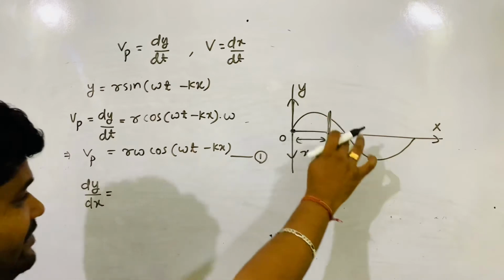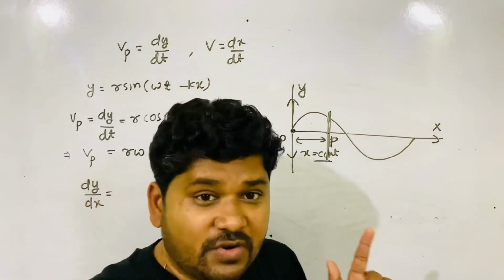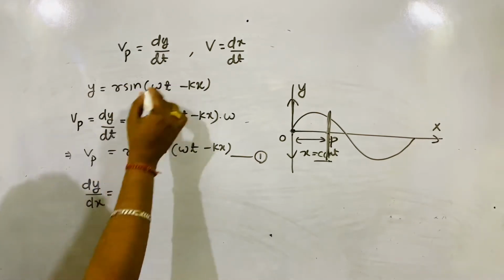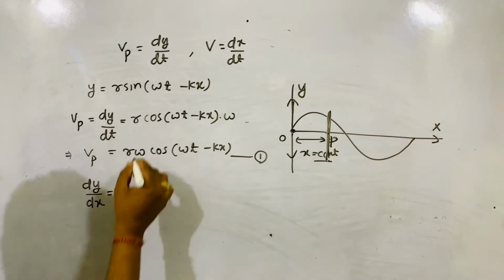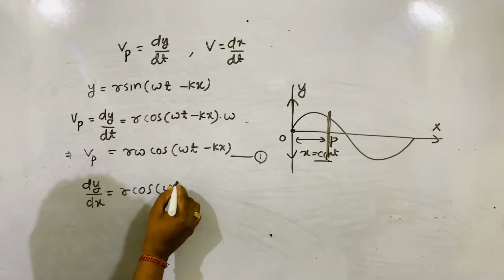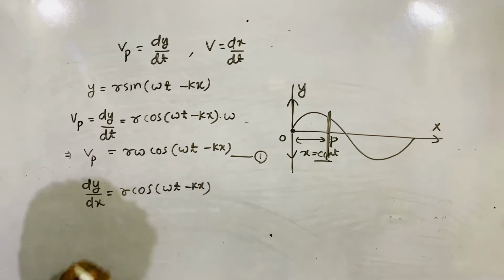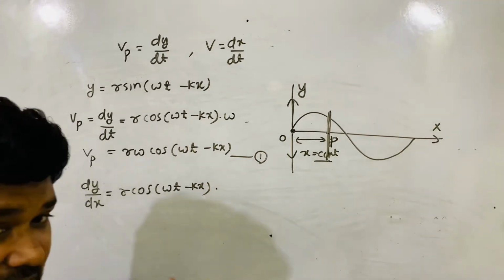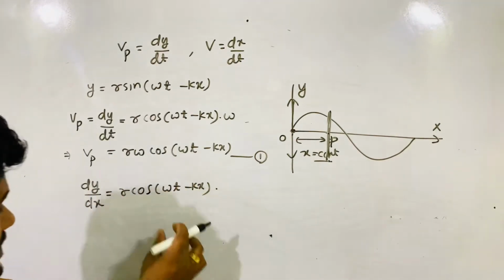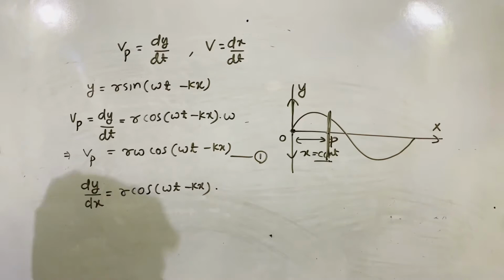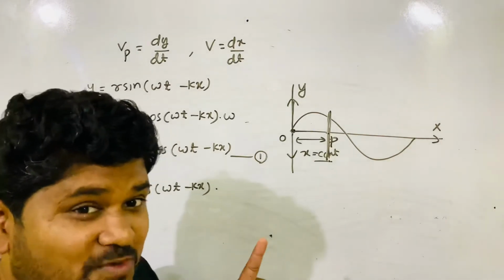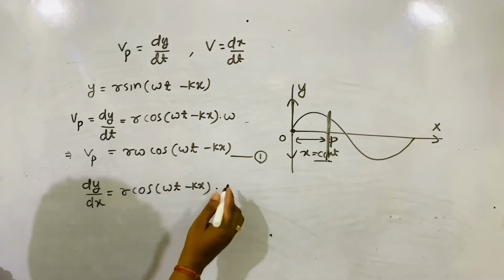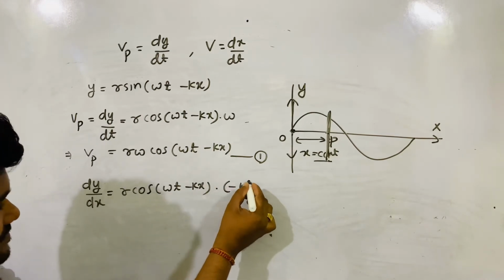So here I had made time as constant. At a particular time, what happens? Now differentiate it. It becomes r, sine differentiation is again cos(omega t minus kx). Then inside the bracket we have to do differentiation according to the chain rule. Omega t differentiation is 0, because I told you time is constant, at a particular time. So this is 0. Only kx differentiation is minus k.